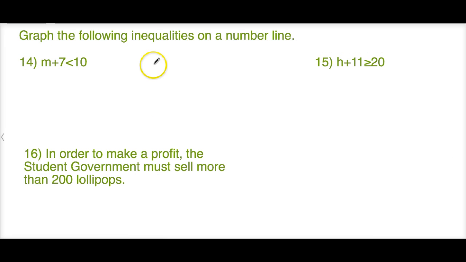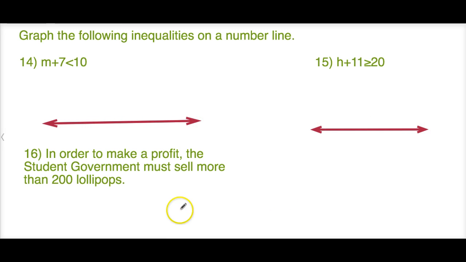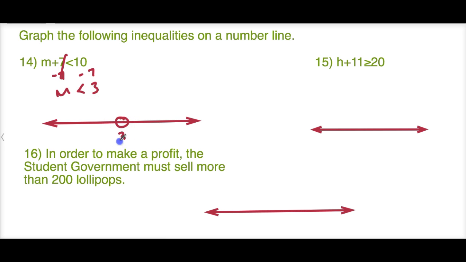Next one, graph the following inequalities on a number line. Okay, so m plus 7 is less than 10. So I need to subtract 7 from both sides, cancel that out. So m is going to be less than 3. So I have an open circle on 3, and my answer has to be smaller than that.